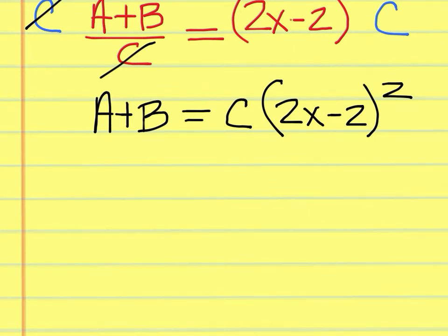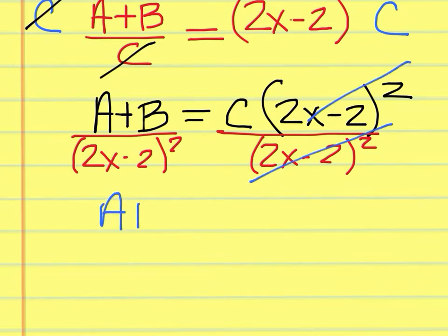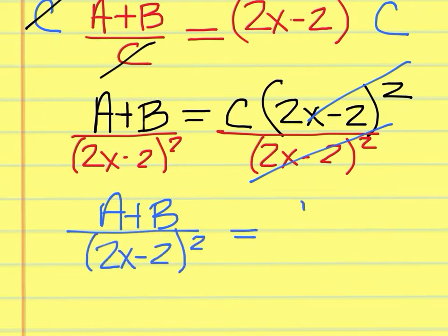Now, to get c by itself, it is attached by multiplication to the quantity squared of 2x minus 2. So we must divide both sides by the quantity squared of 2x minus 2. And cancel that out. On the left, you have a plus b over the quantity squared of 2x minus 2. On the right, you have c by itself.